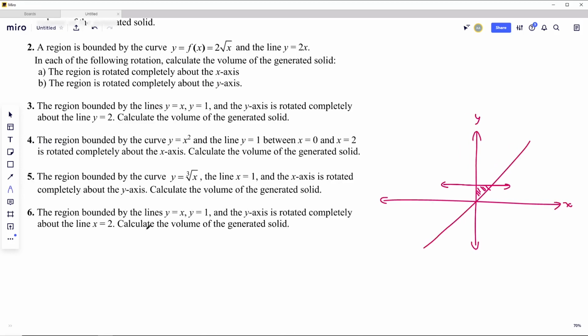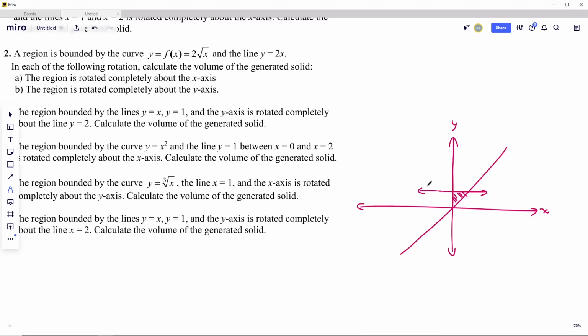is completely rotated about line x equals 2. So we're rotating it about this line. This is x equals 2. So the rotation is about this. So this is going to rotate about this line, like that.